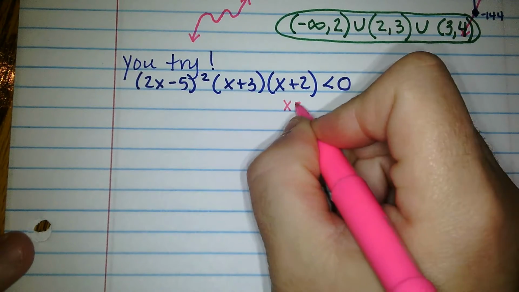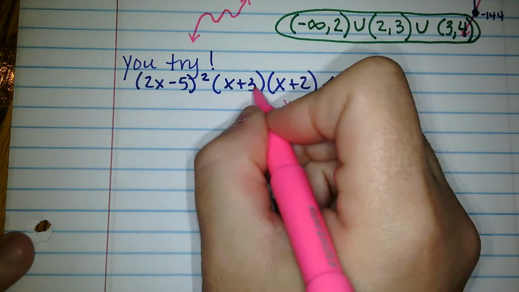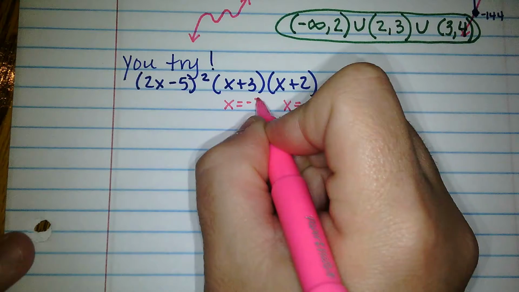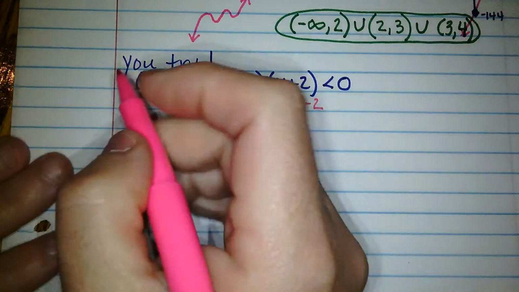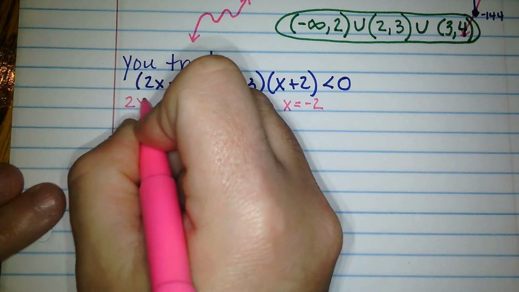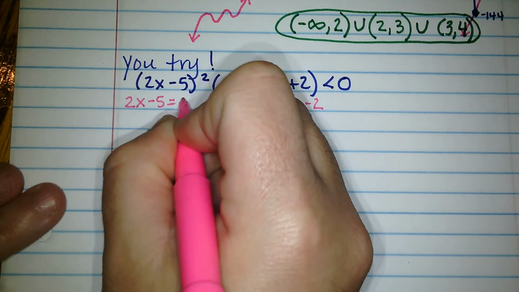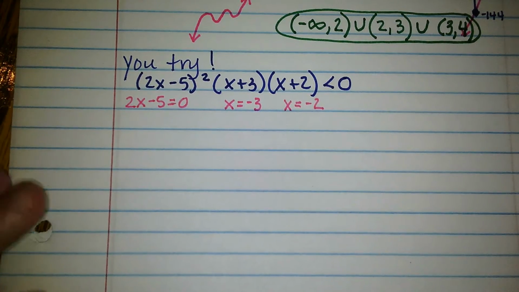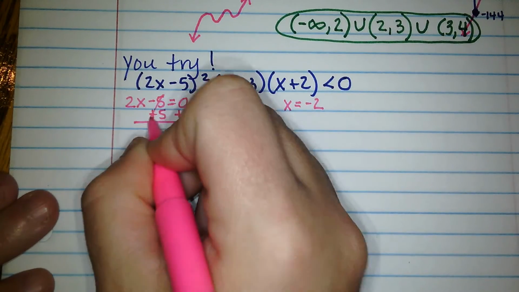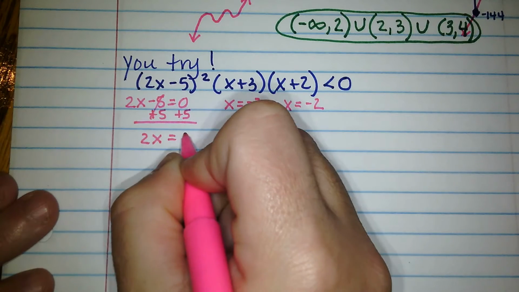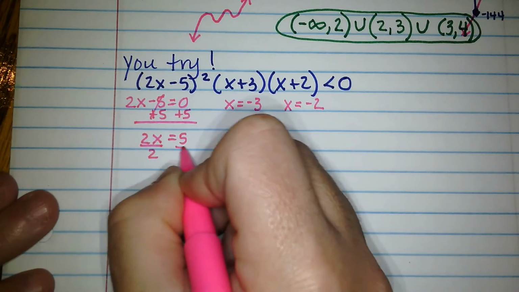This one's easy. This is going to be a -2. This one's easy. This is going to be a -3. This one I'm not so sure you remembered how to do, so I'm going to do a little bit of work over here. We want to set this equal to 0 and solve for x. So I would add 5 to both sides, and then I would divide by 2.